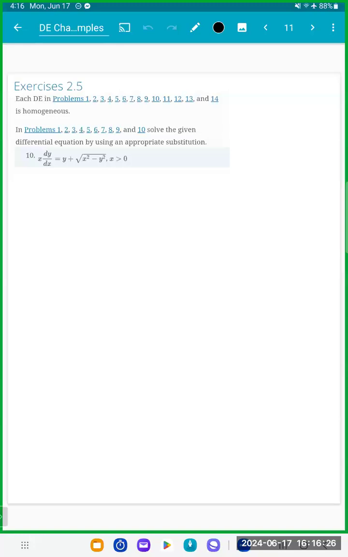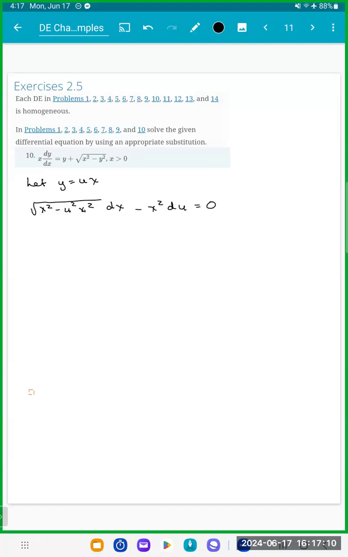Okay, this next problem we're looking at is from section 2.5, problem number 10. We want to solve the given differential equation by using the appropriate substitution. So let's let y equal ux. So we have the square root of x squared minus u squared x squared dx. All we've done is substitute in ux for our y, minus x squared du is equal to 0.